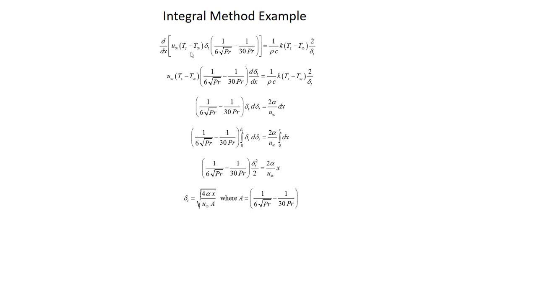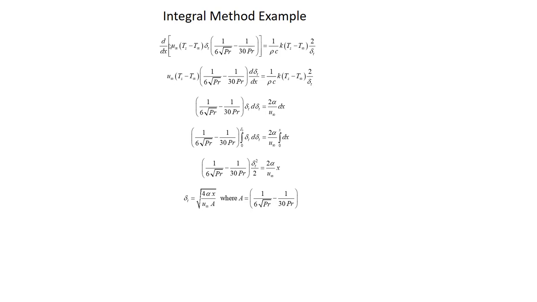u infinity or Ts minus T infinity might vary with x, in which case you can't pull them out of this derivative. In this particular problem, we can pull u infinity and Ts minus T infinity out of the derivative because they're constant. So that's what I did here.